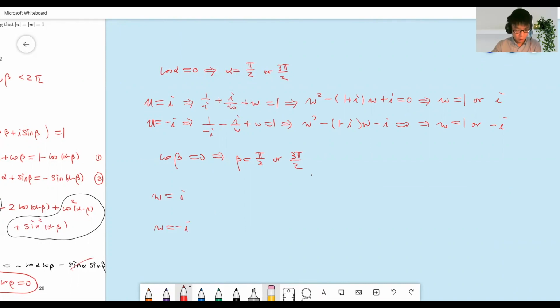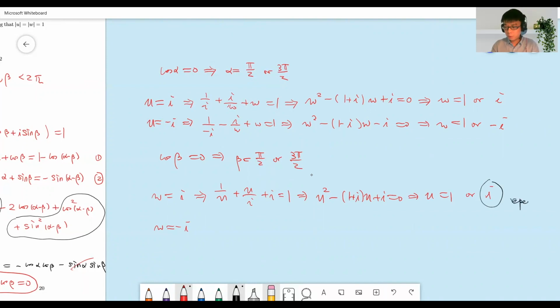Now we discuss accordingly. If w equals i, we have 1 over u plus u over i plus i equals 1. That corresponds to the quadratic equation u squared minus (1 plus i) u plus i equals 0. So you can solve u equals 1 or i. But be careful, when u equals i, w equals i, this is already repeated from the beginning. So here we have one new additional root.